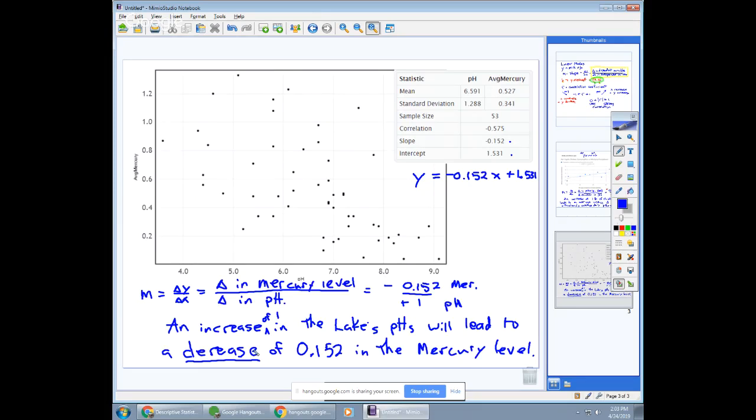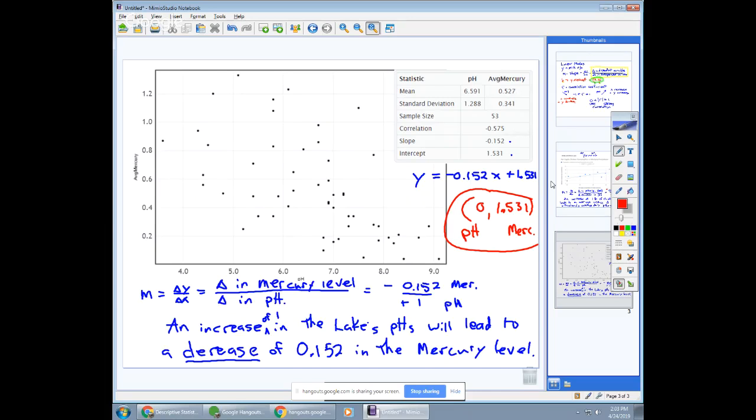Let's see, what about the y-intercept here? The y-intercept would be the point 0, 1.531. The 0 is pH, and that is the mercury. Yeah, this actually might be meaningful. If the pH level of the lake is 0, we would expect the mercury level of the lake to be 1.531. So this one actually has a reasonable interpretation. And sometimes the y-intercept does, and sometimes it doesn't. It depends on the context. The slope should always be meaningful.